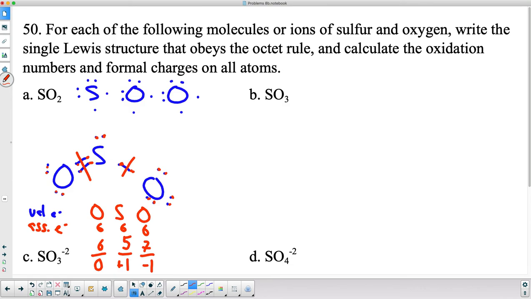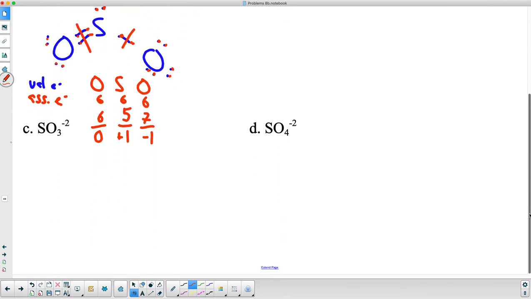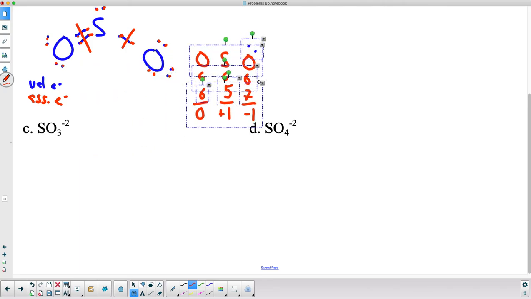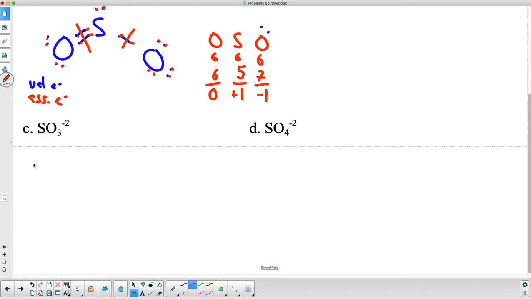Let's go down to letter C. That's what it's asking us to do, so that's what I'm going to do. Let's go down to letter C. I'm going to move this stuff out of the way, so there we go. That wasn't what I want to do. There we go. Move this stuff out of the way, and now let's do SO3.